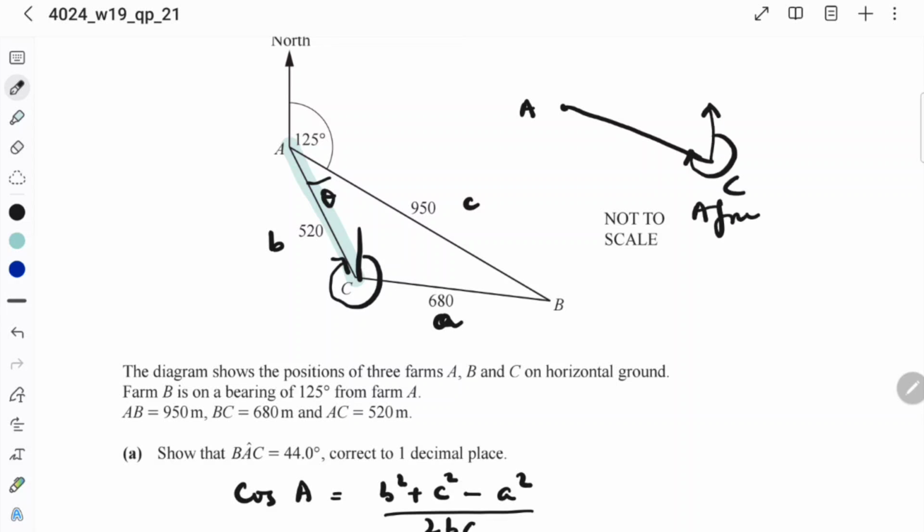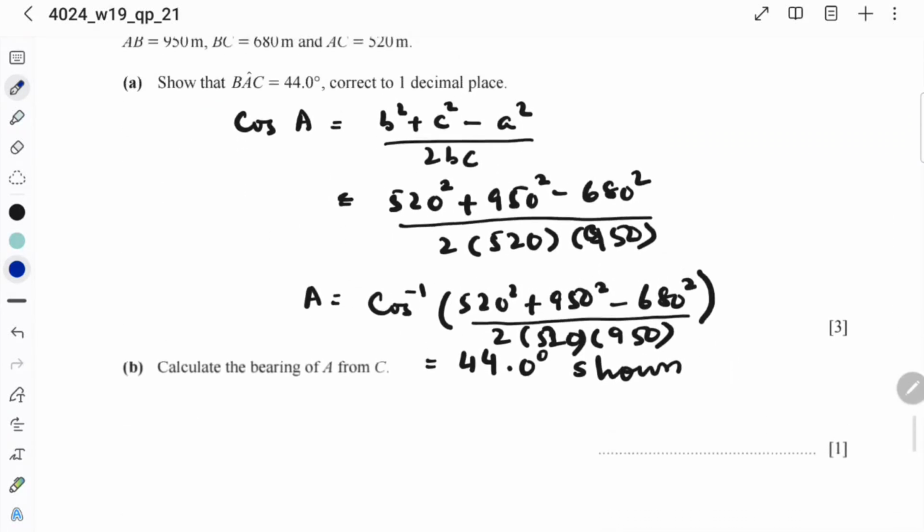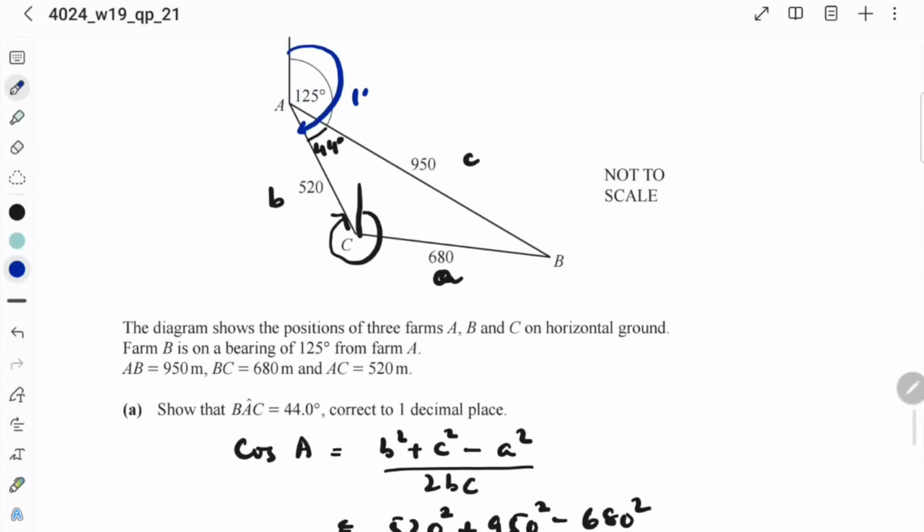This is A from C, and C from A. From A, you always go clockwise and write down the answer in 3 digits. Alright, we know the angle already, that this is 44 degrees. And the angle from here till here is 124 plus 44, so that will be 169. It's a 1 mark question, so you can do this is 169.